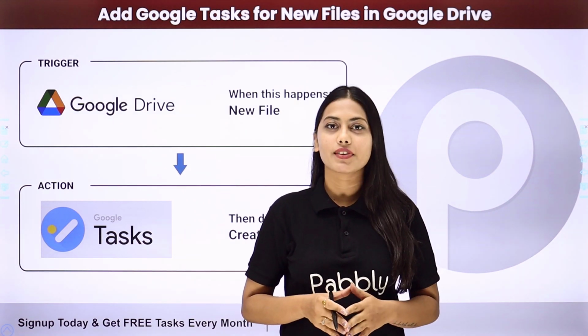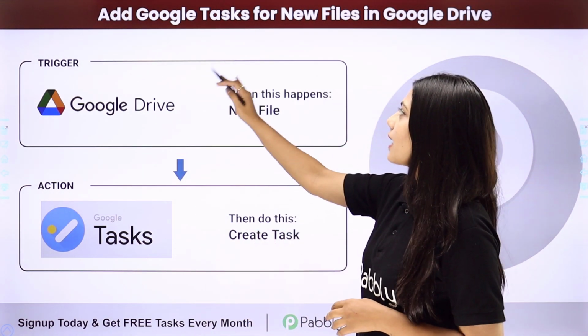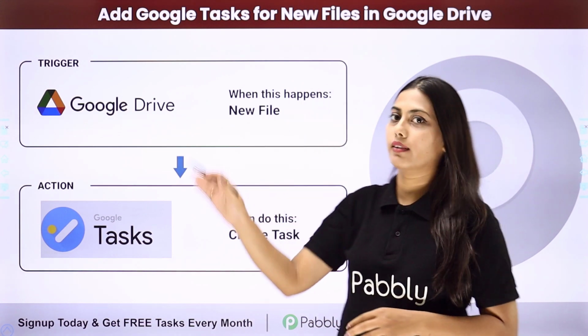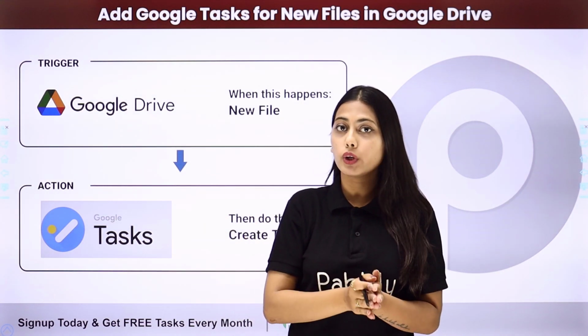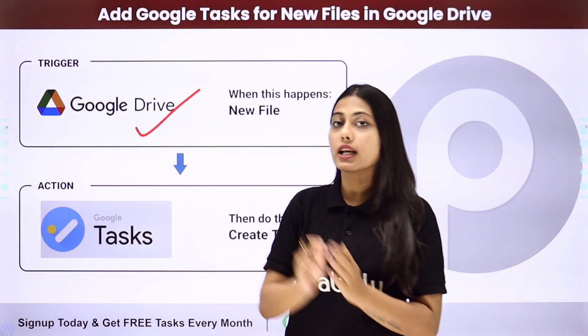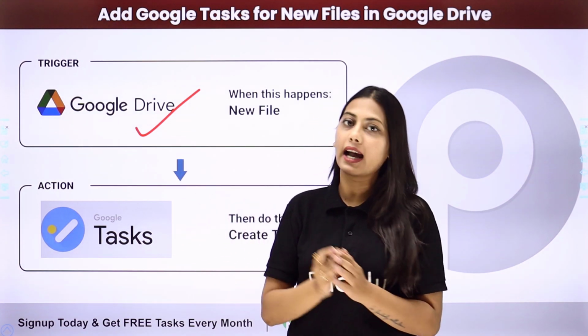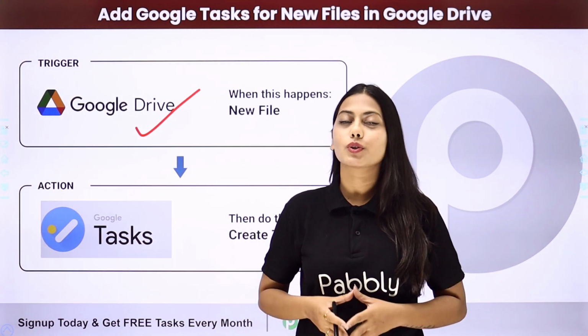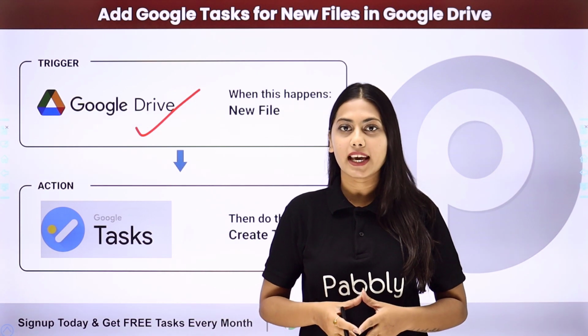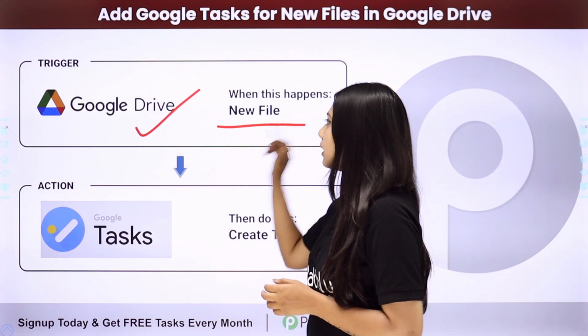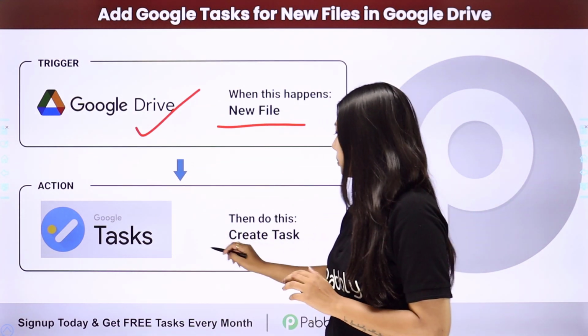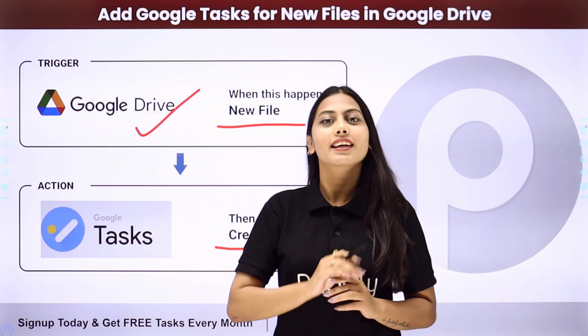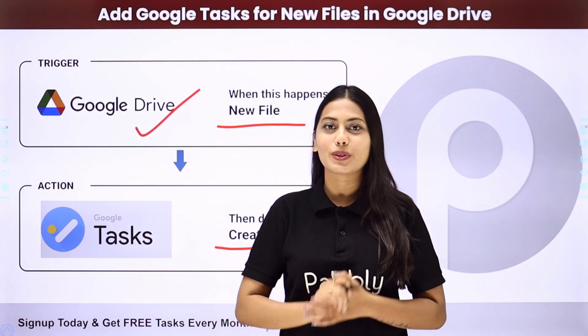Hello everyone, in this video we are going to learn how to add Google Tasks for new files in Google Drive. So whenever a new file is uploaded in Google Drive, a new task will be created in Google Tasks. We are going to create this automation with the help of Pabbly Connect, where the trigger will be the new file uploaded in Google Drive and our action will be to create a task for that file in our Google Tasks. Let us learn how to do that.